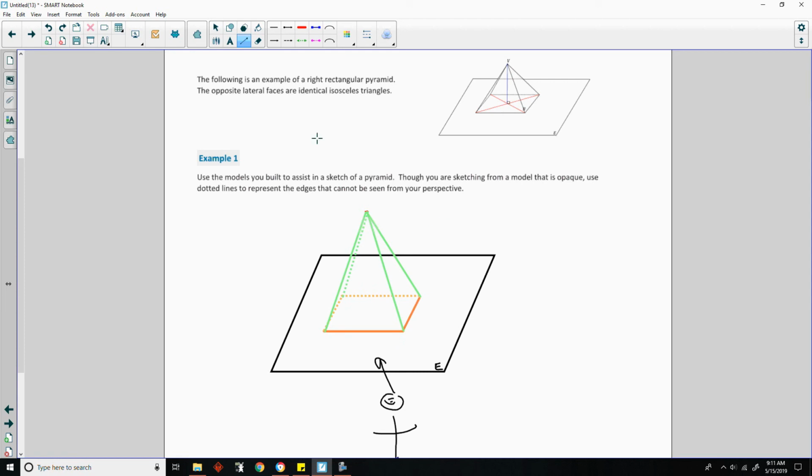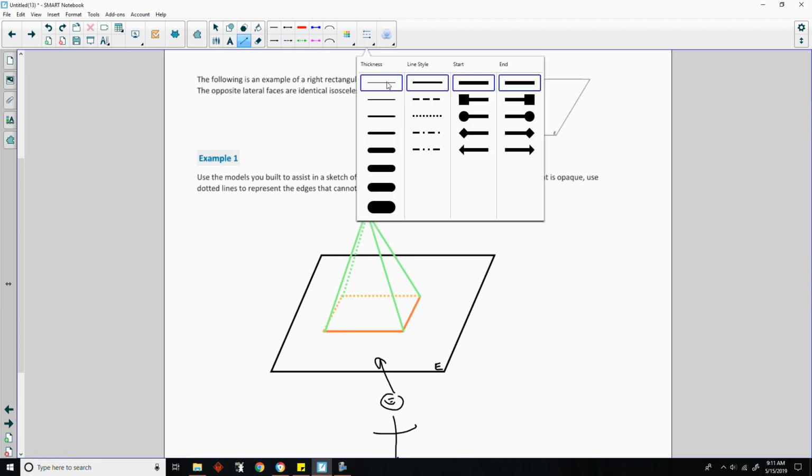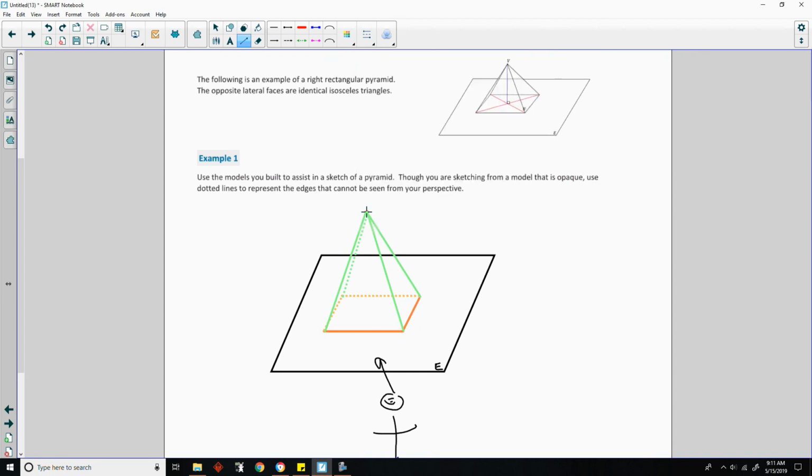All right, so is this a right rectangular pyramid? So what I'm going to do now is draw a line segment straight down, like so. And then I'm going to draw an X. In other words, I'm going to draw diagonals from each corner.